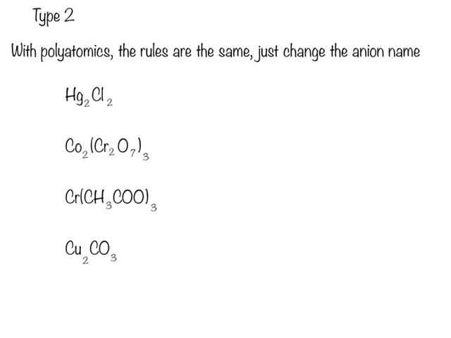Alright, when we introduce polyatomics, the rules are the same as any other type 2 compound. The only thing is we just change the anion names. So here we have a bunch of examples, and let's start off with the first one. The first one is Hg2Cl2. Hg2 in this case is our polyatomic. This is one of only 3 polyatomic cations. This was named the mercury 1 cation. So mercury 1, and then we name the anion there chloride.